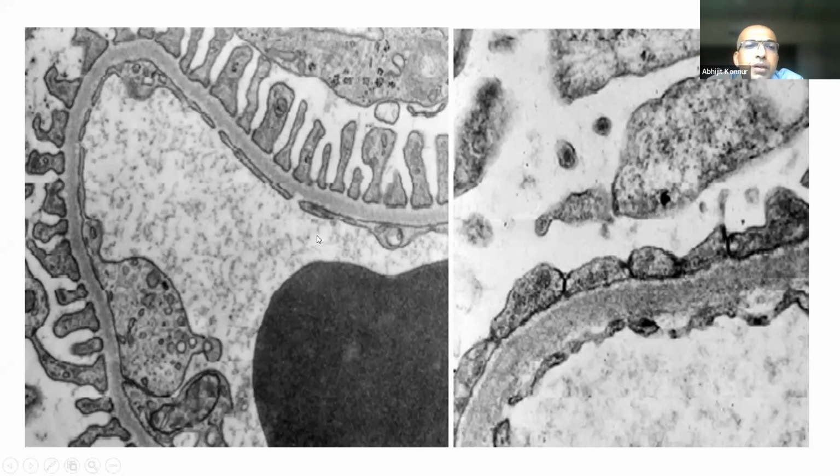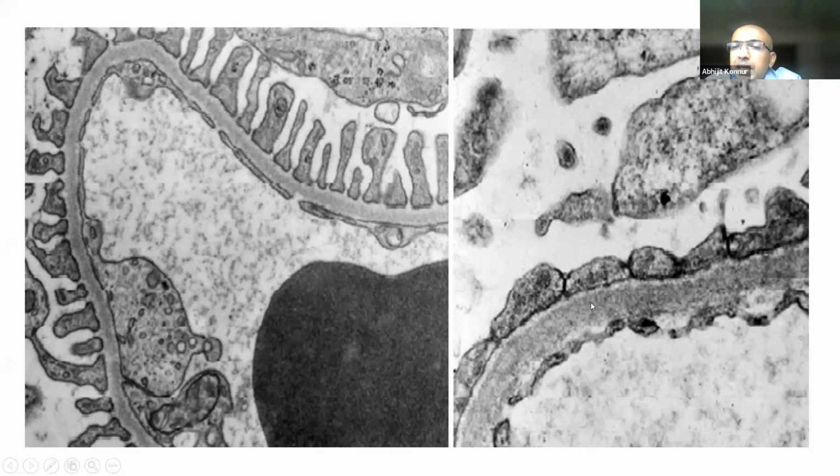And I want everybody to focus on these two. This is the normal, just to understand what is abnormal. So the normal here, these are the foot processes that one sees. This is the glomerular basement membrane. This whole thing inside is the capillary, and this is a big RBC sitting in the capillary. This is the endothelial cell nucleus. And this is a normal glomerulus.